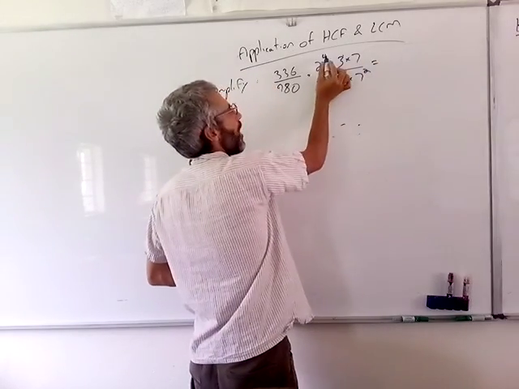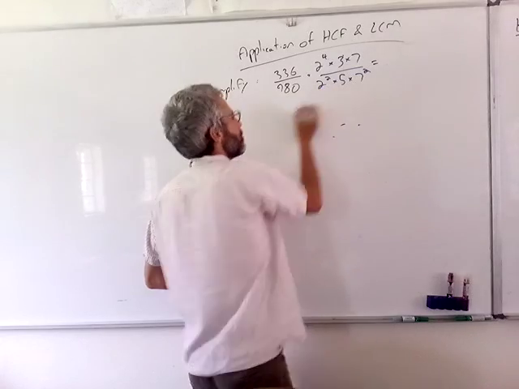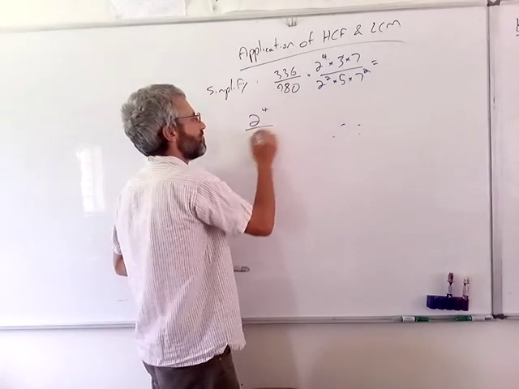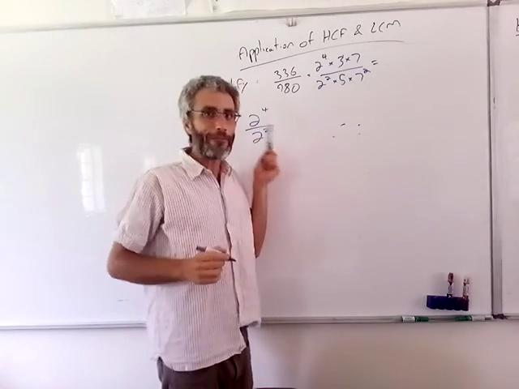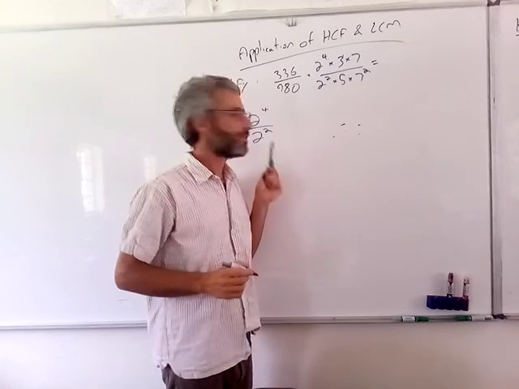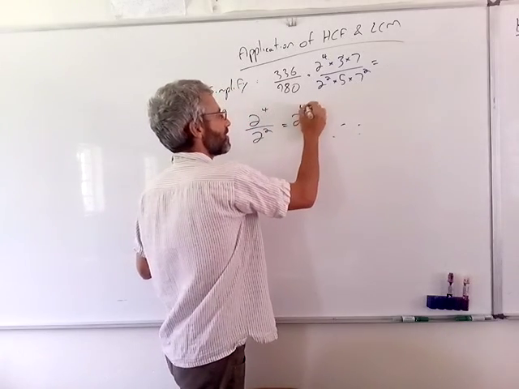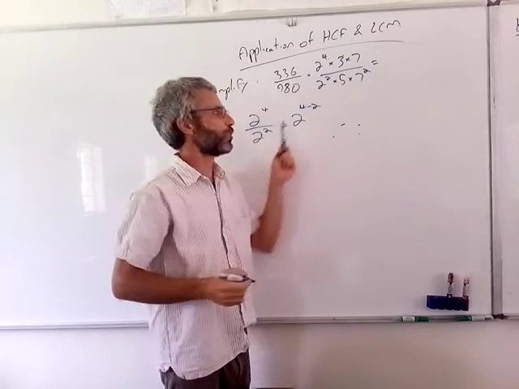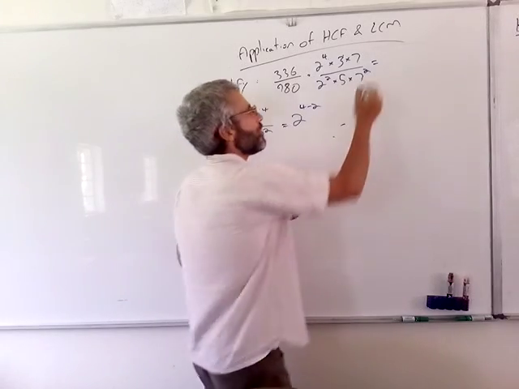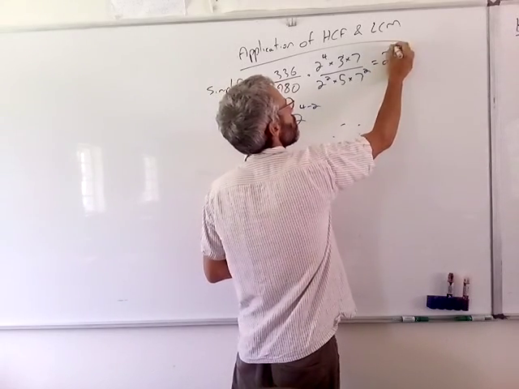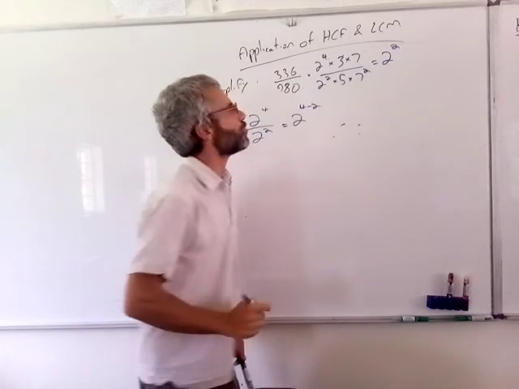What is 2 to the power of 4 divided by 2 to the power of 2? I'll write it down. 2 to the power of 4 divided by 2 to the power of 2. If you have the same base, then all we're going to do is subtract the exponents, 4 minus 2. So the answer here will be 2 squared, right? 4 minus 2 is 2 squared.